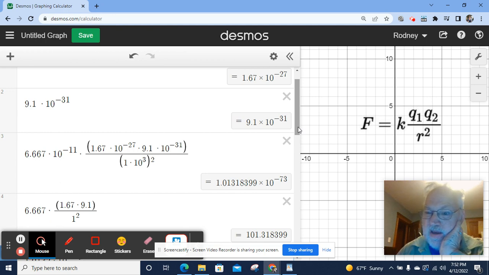Gravity's hella weak, don't you think? So later on, maybe I'll do a video on what if we had a kilogram of protons and a kilogram of electrons? What would the gravitational force be between them? And what would the electromagnetism be? I'm going to go ahead and stop now. I hope that was helpful in seeing how you could organize all of those pieces.